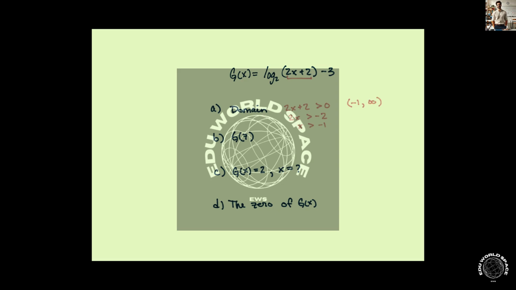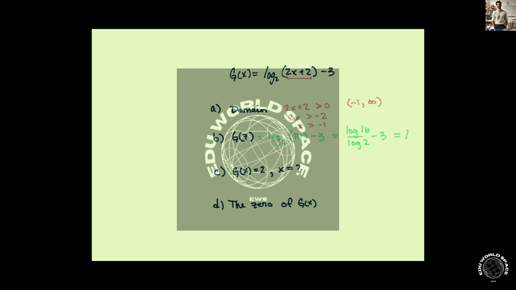Then we're asked to calculate g of 7. So let's plug in a 7. We have log base 2 of (14 + 2), which is 16, minus 3. Using the change of base formula, we can do log 16 over log 2 minus 3. You could also calculate that individually. Log base 2 of 16 is 4, since 2, 4, 8, 16. So 4 minus 3 is 1. So we have that.